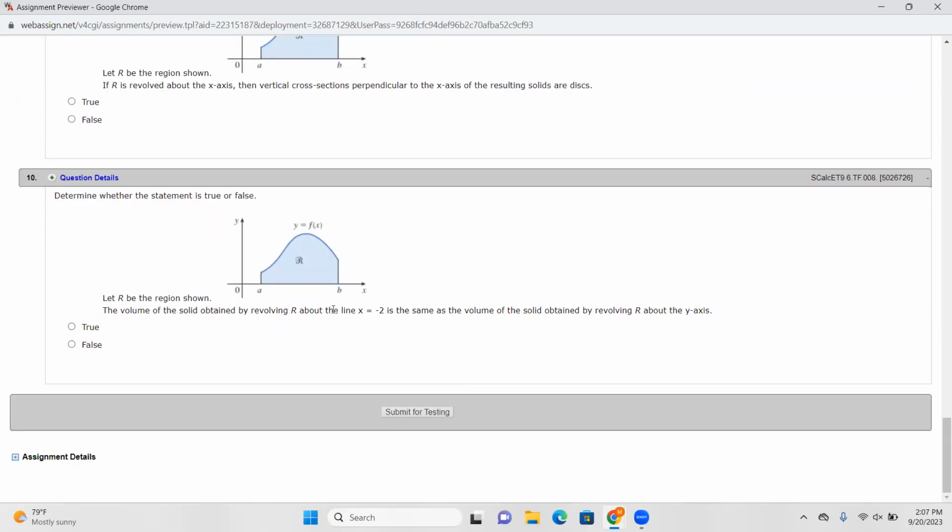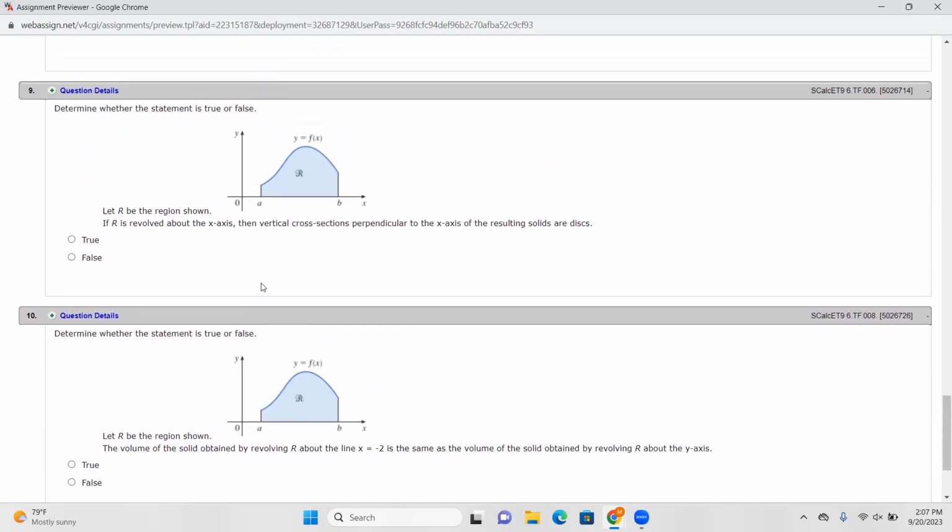Next, volume of solid about the line x equals minus 2. X equals minus 2 is over here. No, x equals 0 is the y-axis. X equals minus 2 is going to increase the radius. By increasing the radius, we're going to increase the volume of our figure. Take this shape and revolve it around the y-axis, and then take the shape and revolve it around x equals minus 2. You have so much more circumference, so there's going to be so much more volume in that case. So there's no way the volumes of those two things are the same.